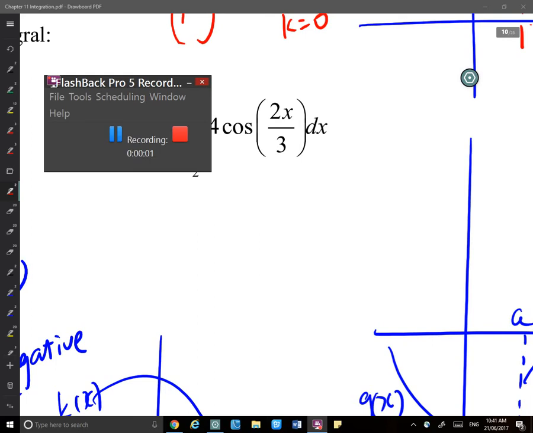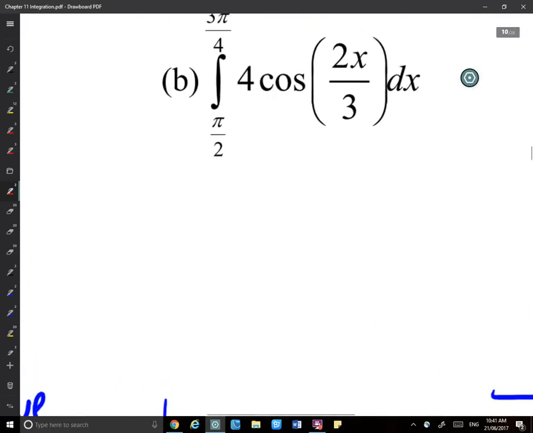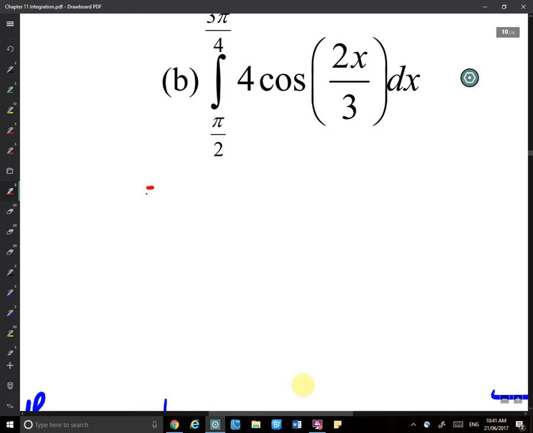We'll talk more about the area under the curve later in the exercise. Now we just focus on pure calculation. So how do we calculate that one? We try to find the integral from pi over 2 to 3 pi over 4 for 4 cosine 2x over 3.